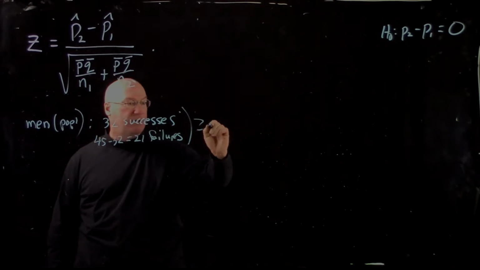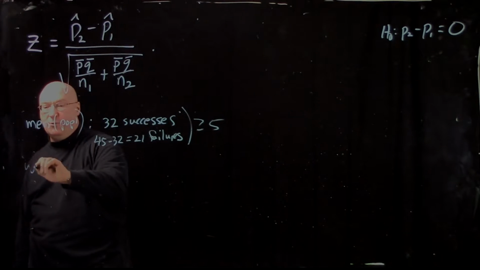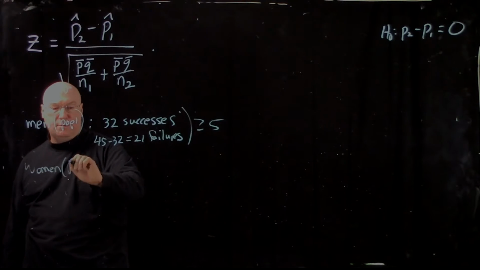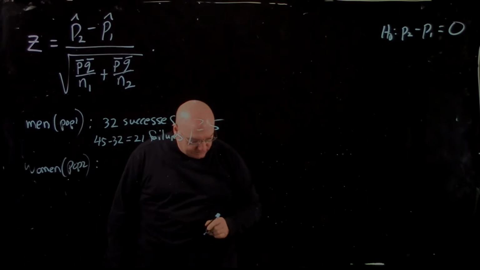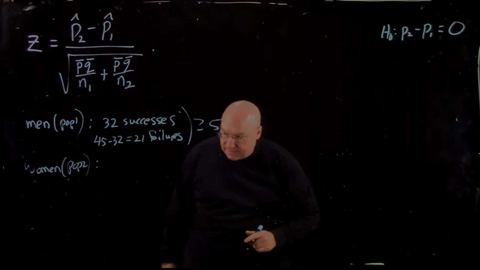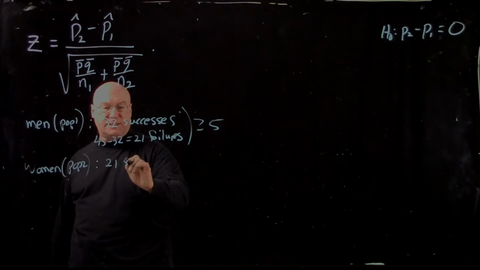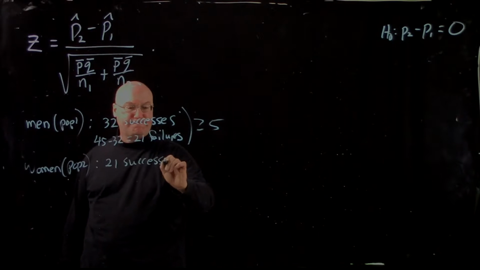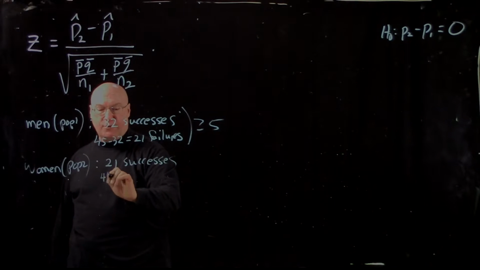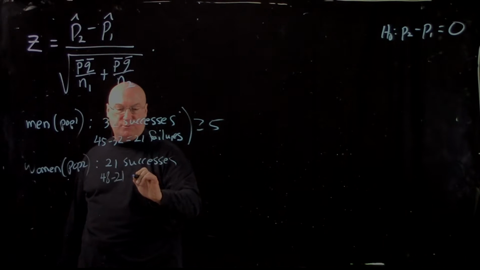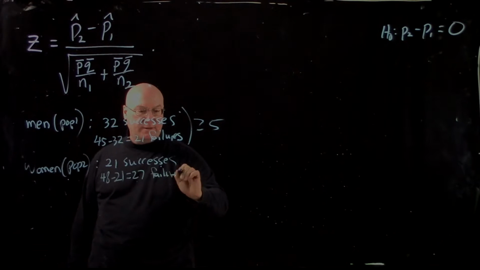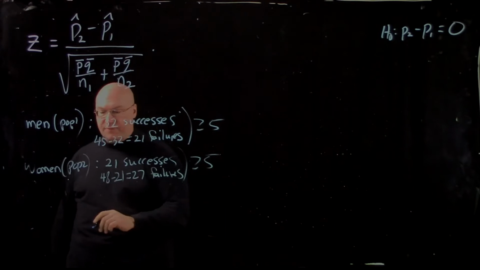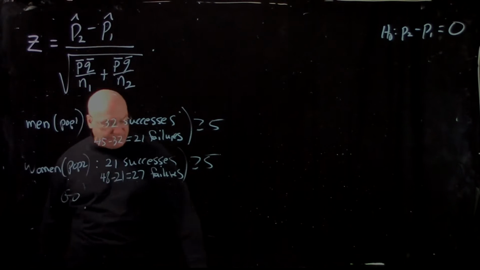Okay, so that's bigger than or equal to 5. Good to go. Women, which is population 2, there were, was it 21 successes? Yes, 21 successes. And there were a total of 48, minus the 21 would give you 27 failures. So they're both bigger than or equal to 5. So we can go, right? We have what we need.